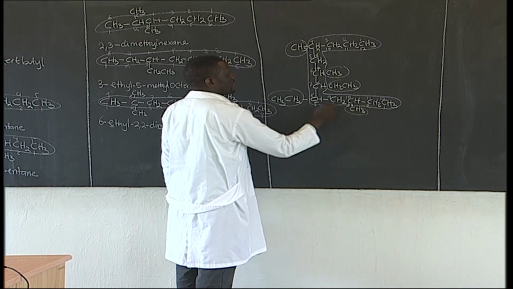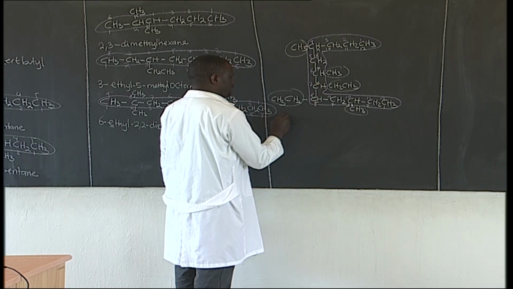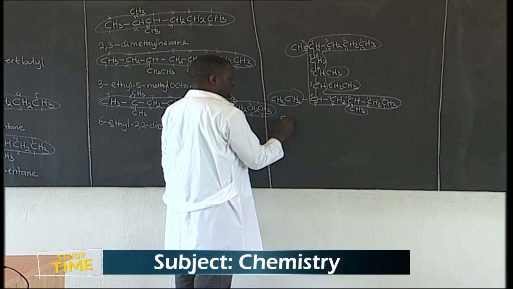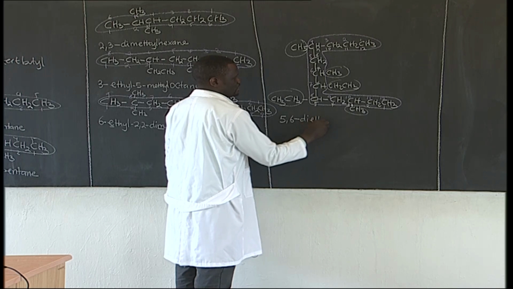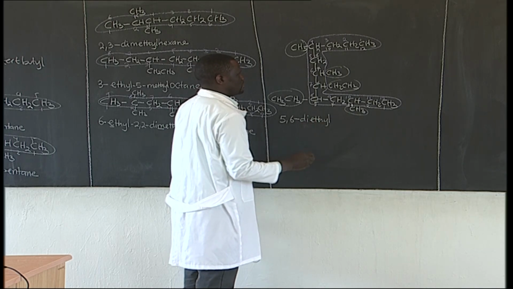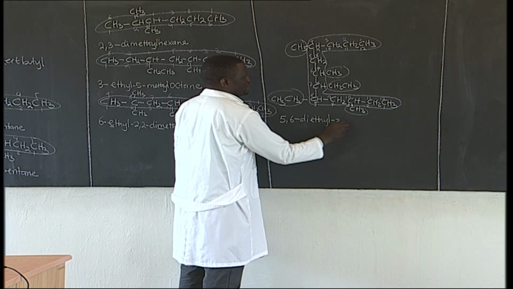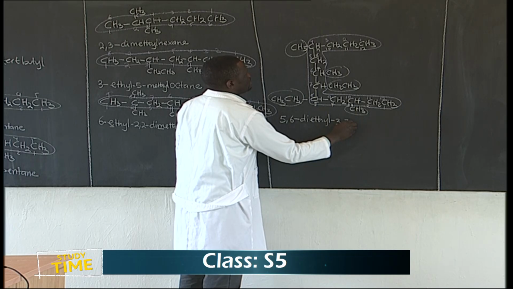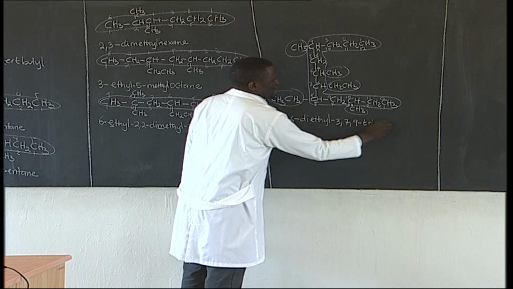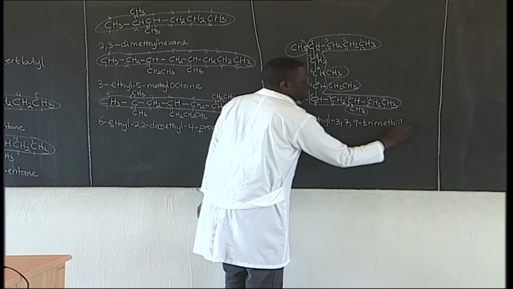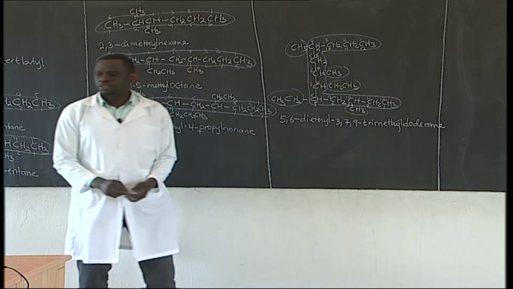We said we are going to move like this. So 6, 5. We can say 5, 6-diethyl. Then we say 3, 7, 9-trimethyl. So the name is 5,6-diethyl-3,7,9-trimethyldodecane.